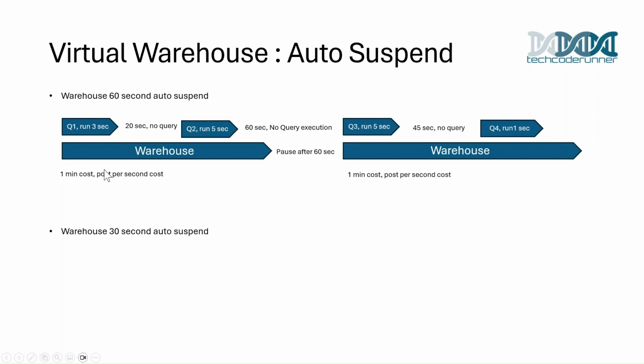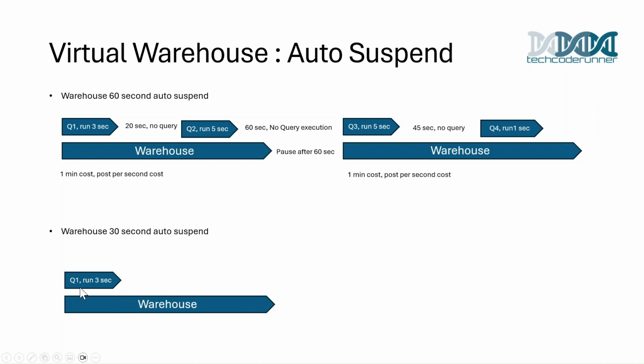Now let's consider a second scenario where we set the warehouse auto suspend property to 30 seconds. We can take the same example. Query 1 came, the warehouse spins up, and query 1 ran for 3 seconds. For the next 20 seconds, no query is executing within the warehouse. After 20 seconds, query 2 came and ran for 5 seconds. As the auto suspend property is 30 seconds, query 1 and query 2 get executed within the same warehouse. For the next 30 seconds, no query execution is happening, so the warehouse goes into a suspended or paused state.